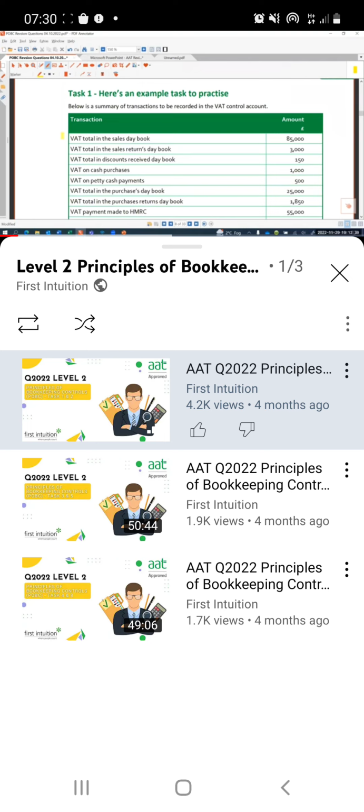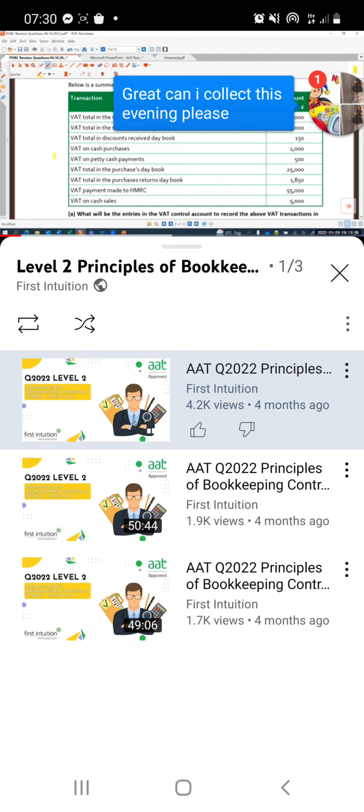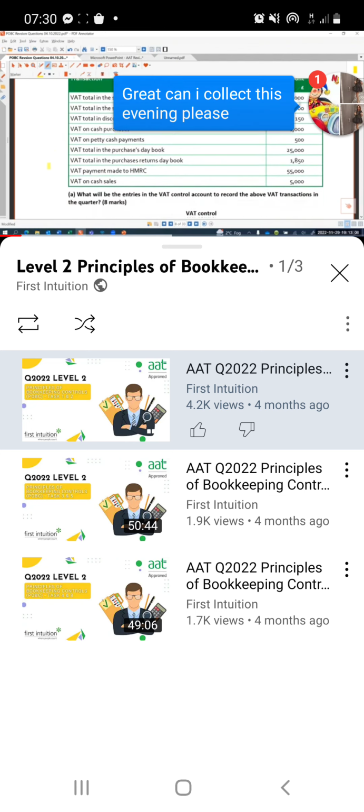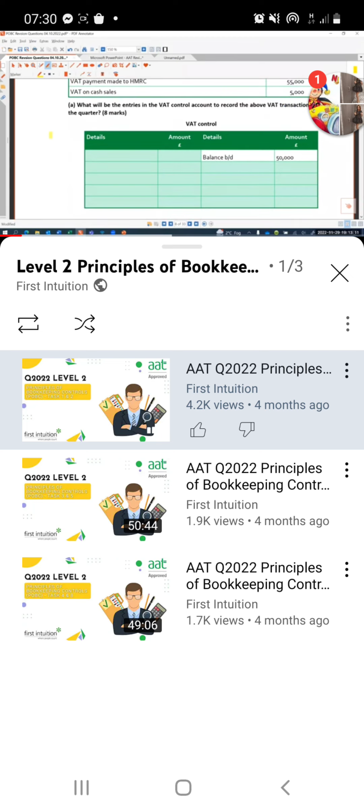Right. So here we are, task number 1, then. As an example, in the assessment, this task is worth 10 marks. What does it tell me? It says, here is a summary of transactions to be recorded in the VAT control account. So straight in there, probably with what I would consider to be one of the more tricky control accounts. Here is a summary of transactions. It's a list, really, of transactions that need to be recorded in the VAT control. And part A says, what will be the entries in the VAT control to record the above VAT transactions?